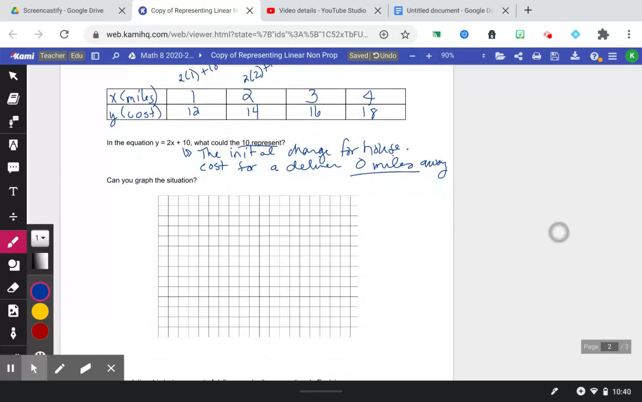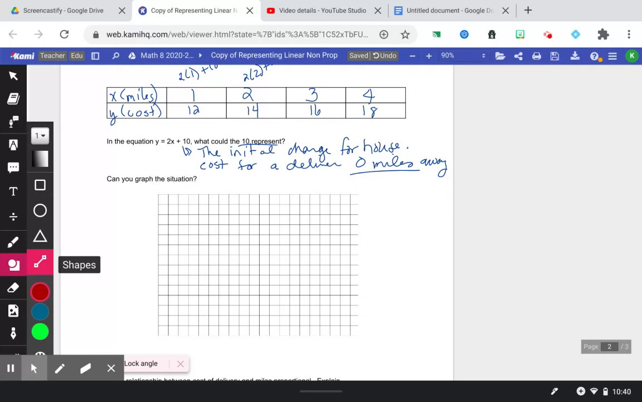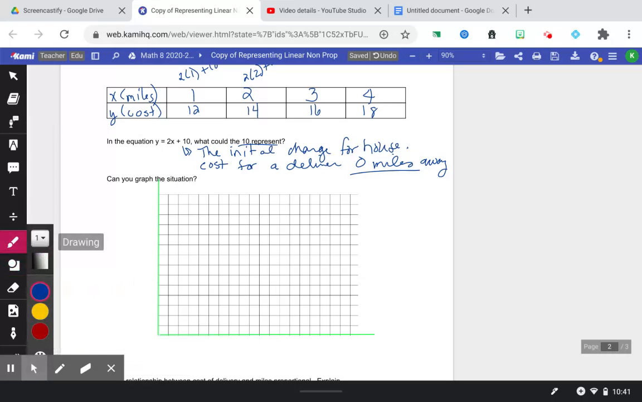All right, so we are going to graph this data. Again, I have to draw in my x and y axis. I'll use green this time. There's my x axis. There's my y axis. Put some arrows on it. Again, I'm just looking at that first quadrant because I'm talking about positive values. You can only have positive miles, and the cost will be a positive cost.